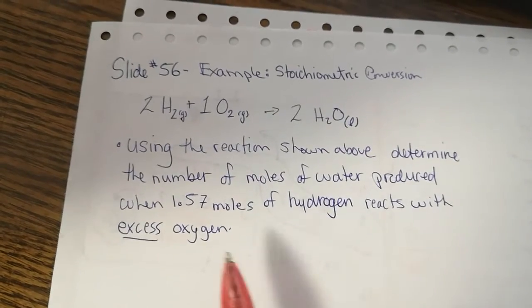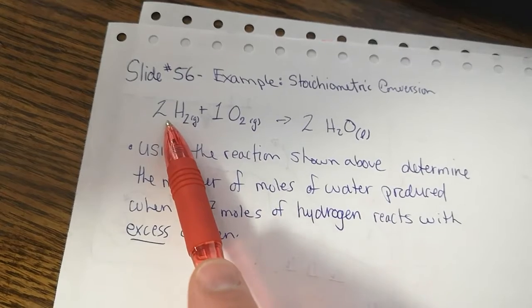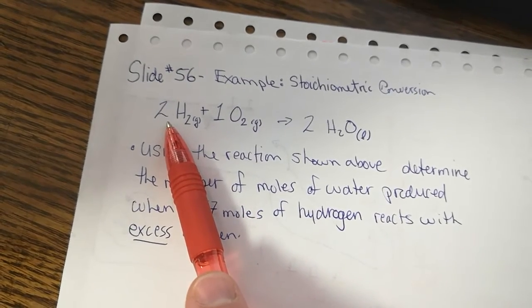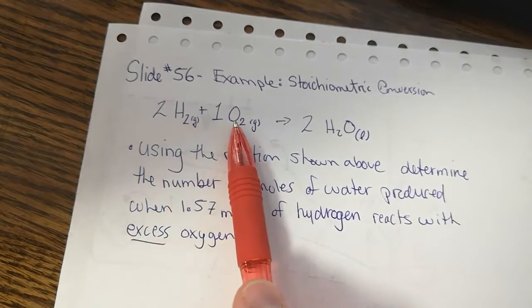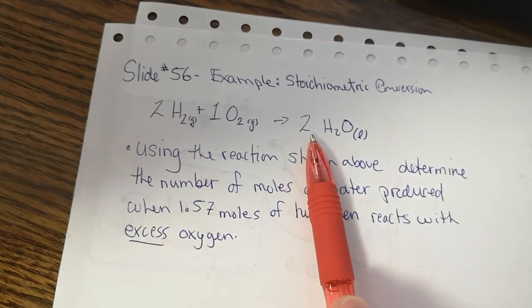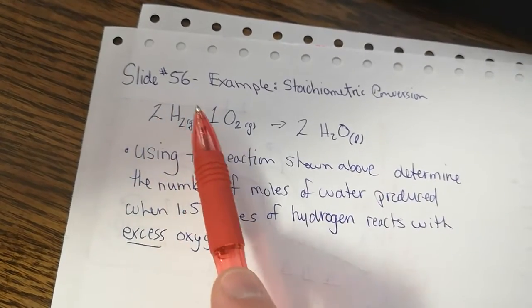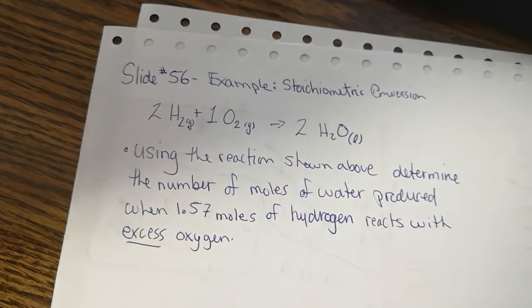So in slide number 56, in the example of stoichiometric conversion, we're given that 2 molecules of hydrogen, or 2 moles of hydrogen, will combine with 1 molecule, or 1 mole, of oxygen, to form 2 molecules, or 2 moles, of water. So it's a 2 to 1 to 2 ratio.